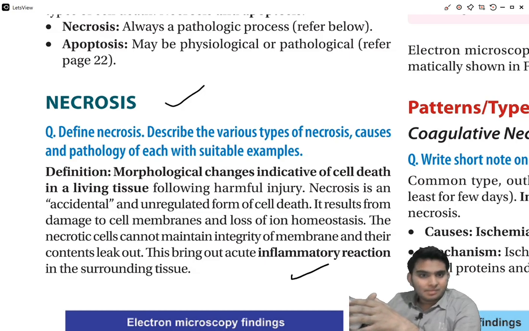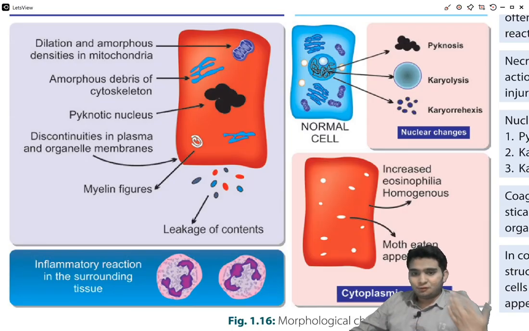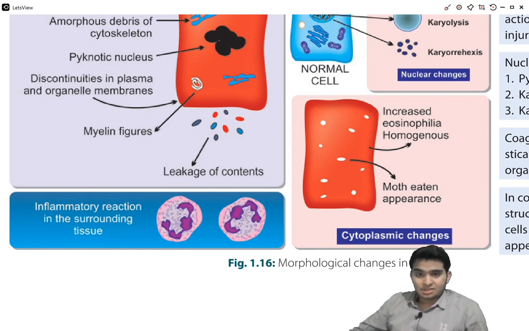Necrosis results from damage to cell membranes and loss of ion homeostasis. The necrotic cells cannot maintain the integrity of the membrane and their contents leak out. So it leads to the acute inflammatory reaction. If we see the cytoplasmic changes, there is increased eosinophilia, it is homogeneous, and a moth-eaten appearance is also seen.